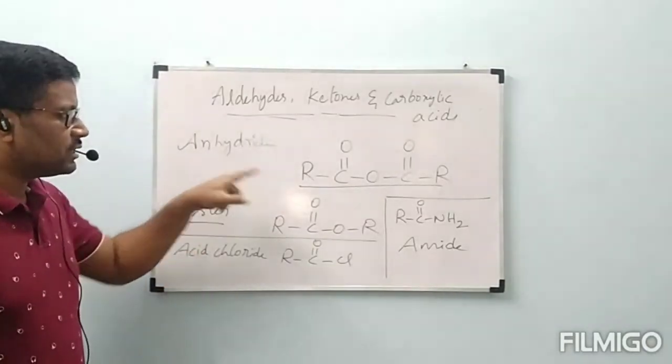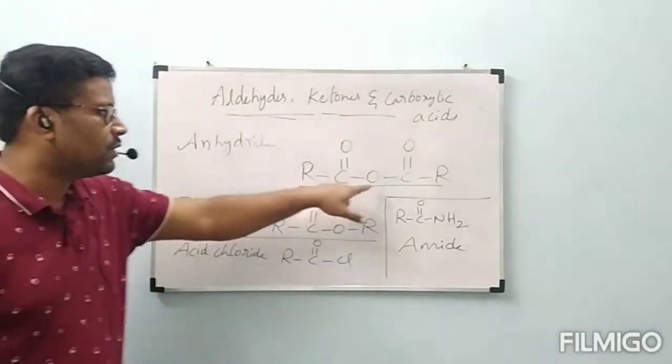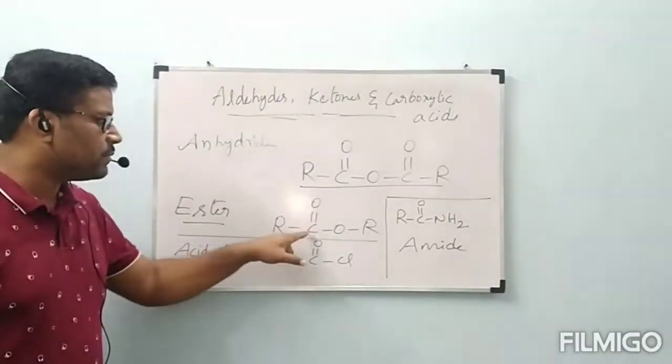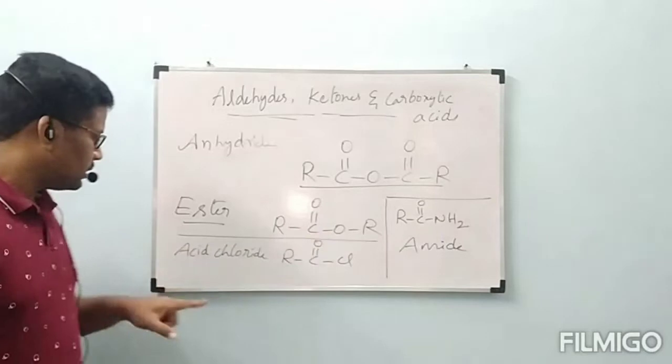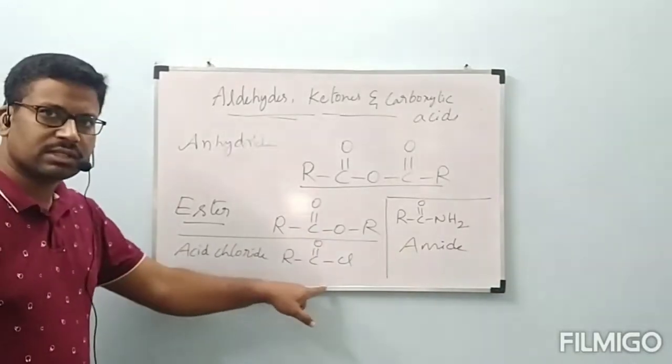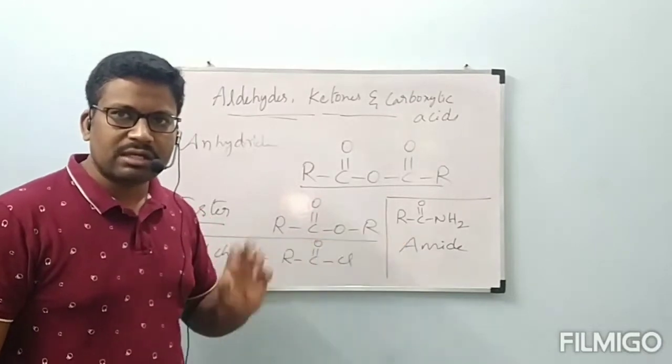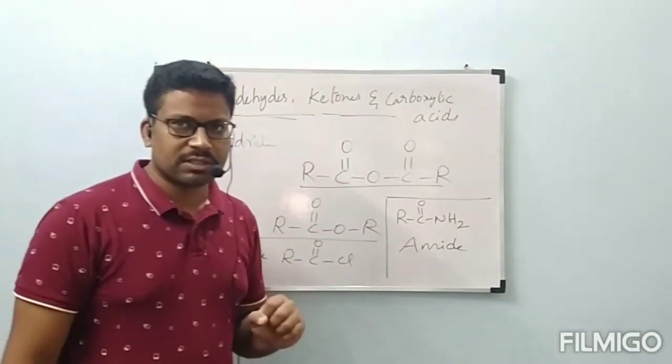Now, anhydride, general formula RC double bond O, OC double bond O, R. Ester, RC double bond O, OR. Acid chloride, RCOCl. Amide, RCONH2. These are all treated as derivatives of carboxylic acids.